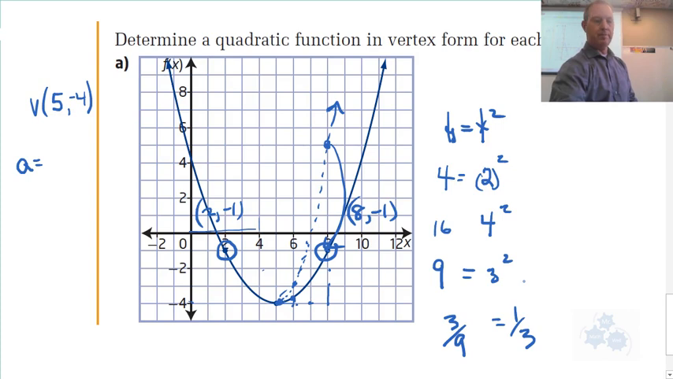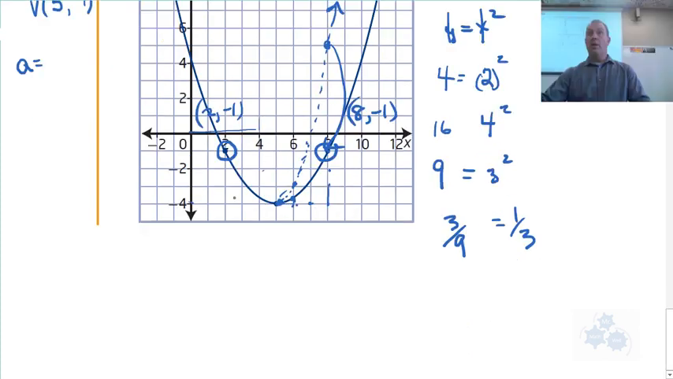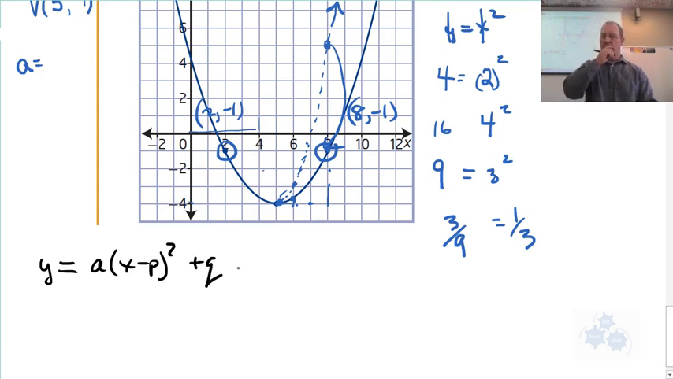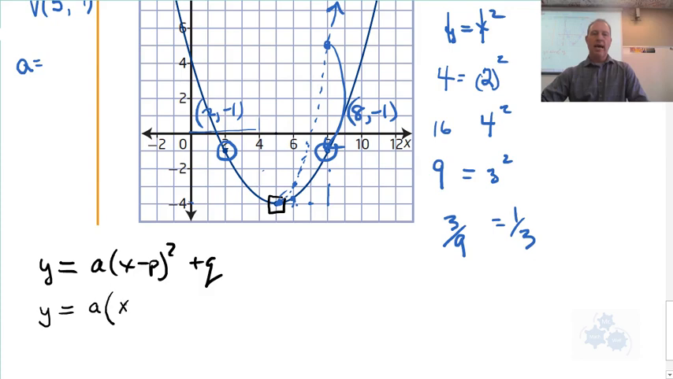Now check your textbooks out. One of the other ways that you could solve for A is algebraically. So if we take a look at this, y equals a(x minus p) squared plus q. That's our format. So what's the vertex here? The vertex is (5, -4). So we can write this as y equals a(x minus 5) squared minus 4. That is putting the vertex into the equation.